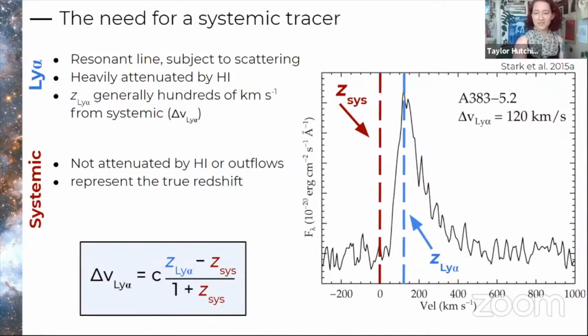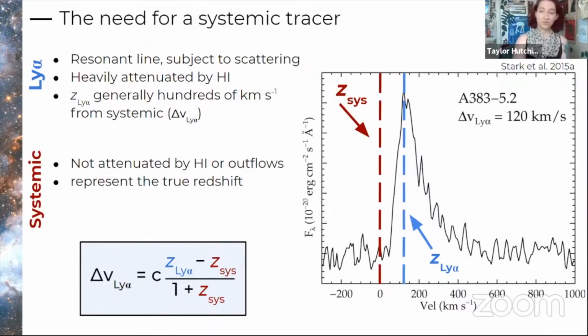And you can quantify what that offset looks like with the equation on the bottom left, but mostly this would probably suggest to you, correctly so, that there is some need for a systemic tracer, something that's not attenuated by neutral hydrogen or outflows and can represent the true redshift of the source.